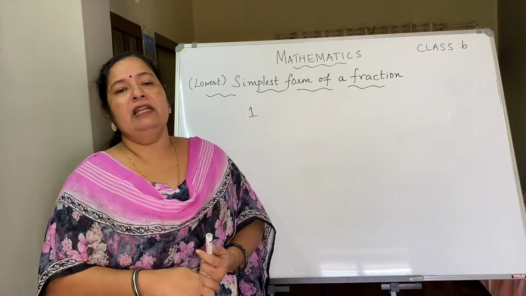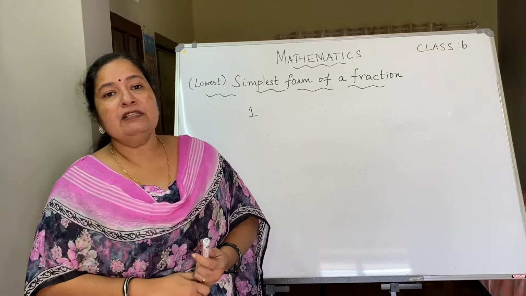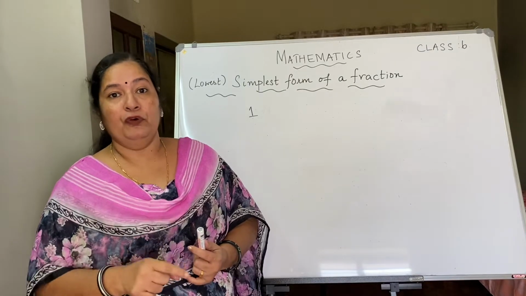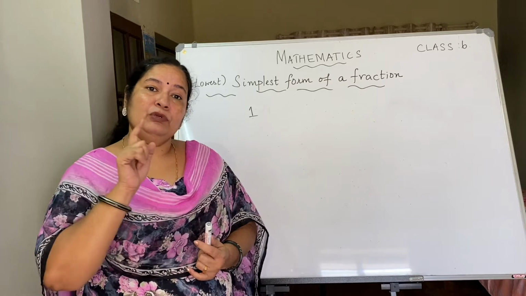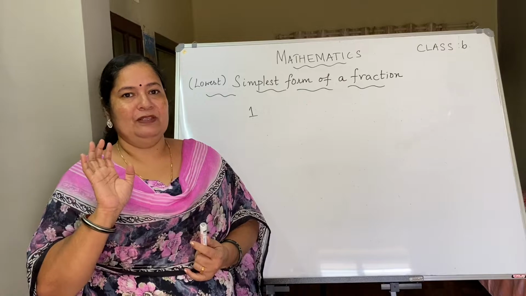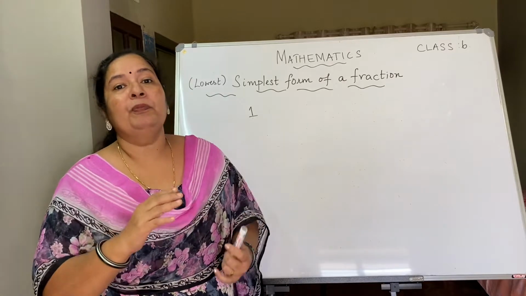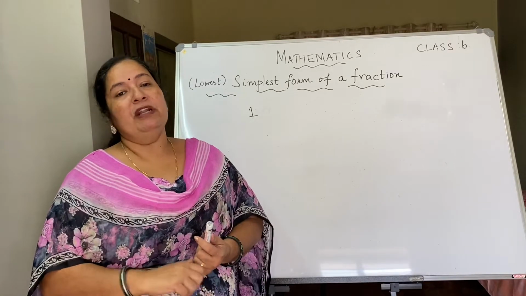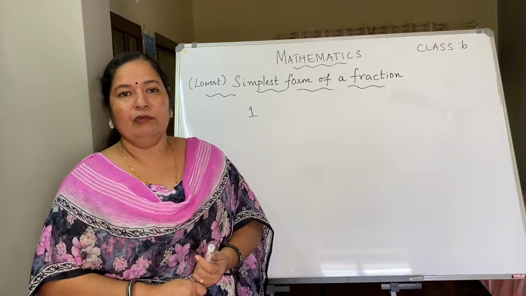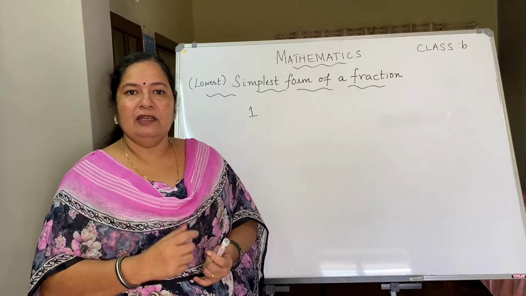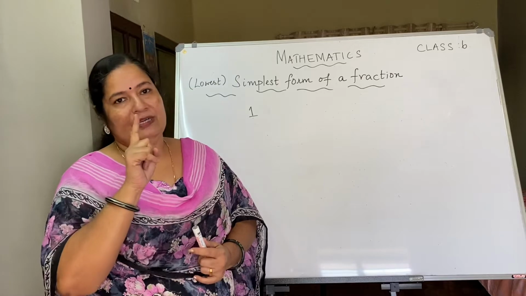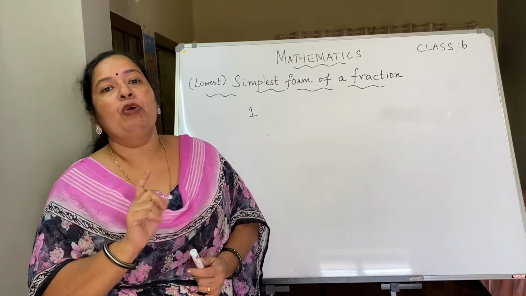Suppose you take the numbers 2 and 4. What are the factors of 2? 1 and 2. What are the factors of 4? 1, 2, 4. So there we find that 2 and 4 have 2 also as a factor. So they are not coprimes. But if you take the numbers 5 and 7, what are the factors for 5? 1 and 5. Factors for 7? 1 and 7. So there the common factor is only 1. That is why we call 5 and 7 coprimes.